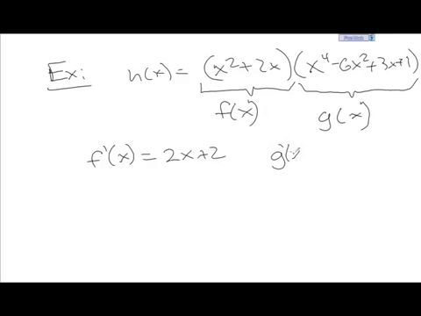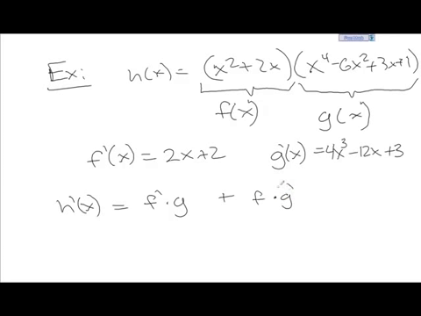G prime of x, its derivative is 4x to the third minus 12x to the first plus 3 plus 0. And now we note that the derivative of h is going to be the prime of f times g plus f times the prime of g. You don't have to write the h of x, f of x.